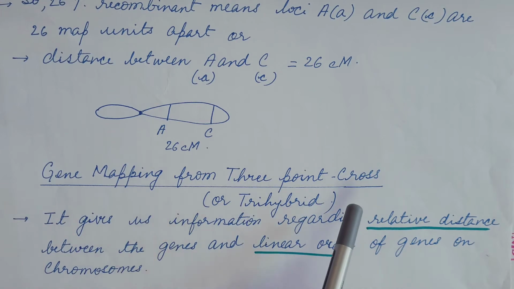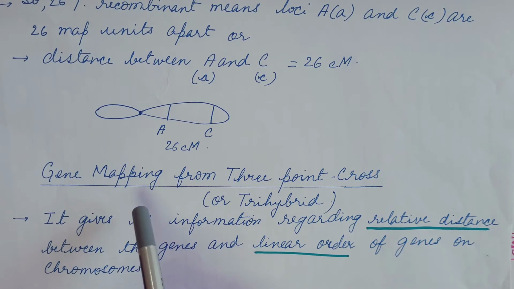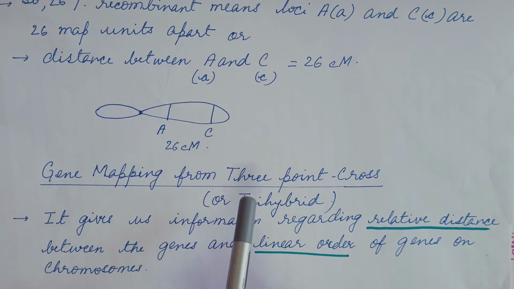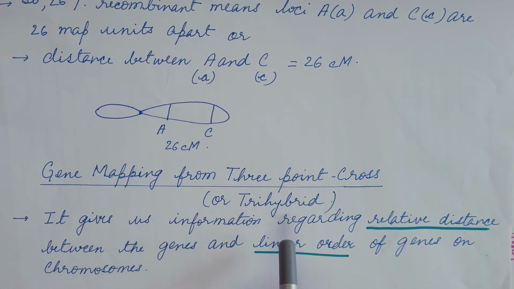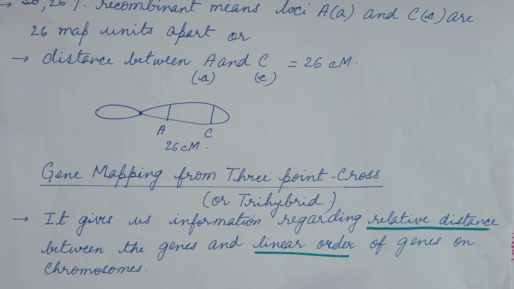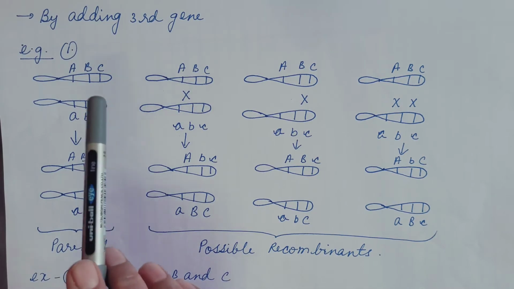Gene mapping from 3-point cross. Here we will discuss the mapping of 3 gene loci present on a chromosome, and it involves a trihybrid cross. This type of mapping gives us information regarding the relative distance between the genes and also the linear order of the genes on a chromosome, or in other words, the order in which genes are arranged on a chromosome. So let us understand this with an example.